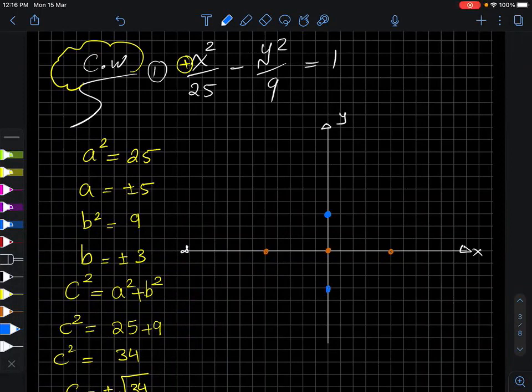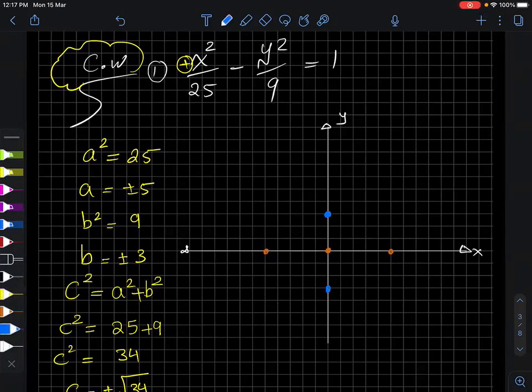And then, if it were vertical, we would move up 5 units. If it's vertical, the equation will be y squared over 25 minus x squared over 9, for example. Yes, so you would move up and down 5 units. Sure. So let's connect these points.